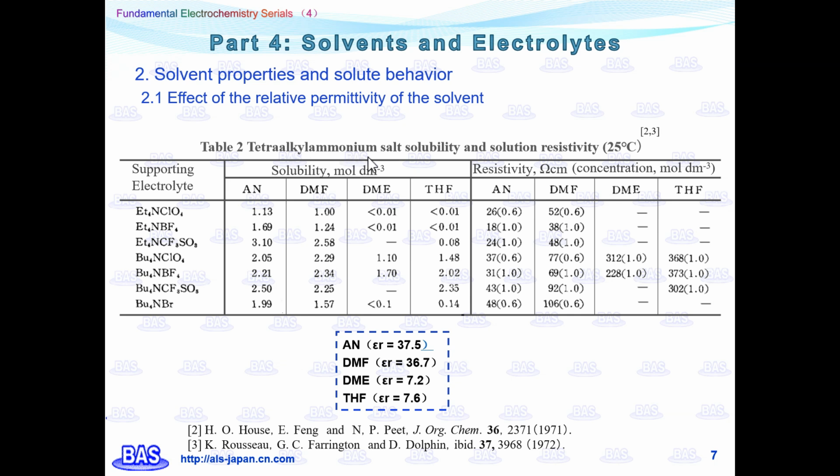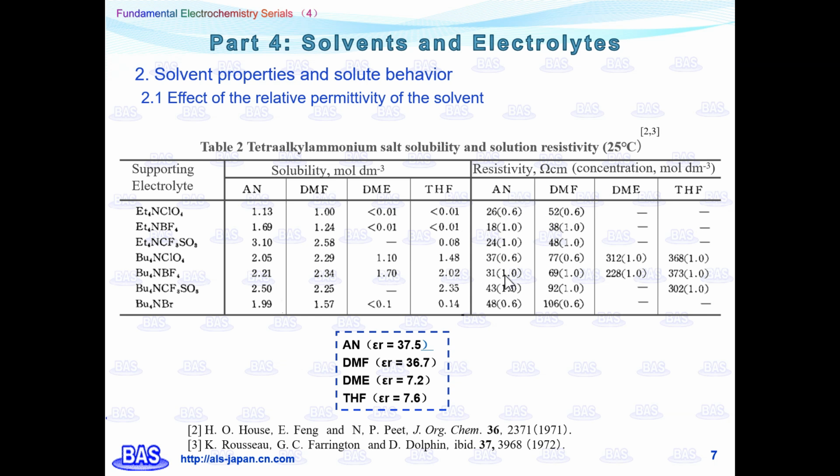Table 2 shows the solubility and the resistivity of the solutions of tetraalkylammonium salts in acetonitrile, DMF, DME, and THF at concentrations of 0.6 or 1.0 molarity. The solubilities and the resistivities in the table show that for acetonitrile and DMF, which have relative permittivity much greater than 20, the tetraalkylammonium salts dissolve well in the solvents, giving electrolyte solutions with low resistivities.